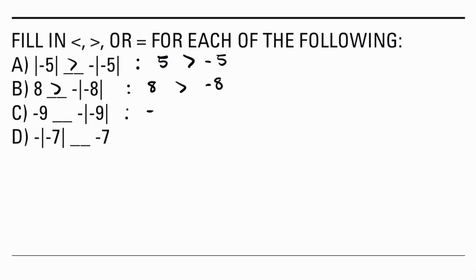Now for C, we've got negative 9, and then we've got the absolute value of negative 9, which would be 9, and then we've got a negative or an opposite symbol in front of it, which would then bring it back to negative 9. And so we can say the left-hand side and the right-hand side are equal to each other. So negative 9 equals negative 9. And for question D, we have the absolute value of negative 7, which would be 7, and then we have a negative symbol in front. Then on the right-hand side, we end up with negative 7, and so therefore we end up with the same thing on both sides again, and so they'll be equal to each other.